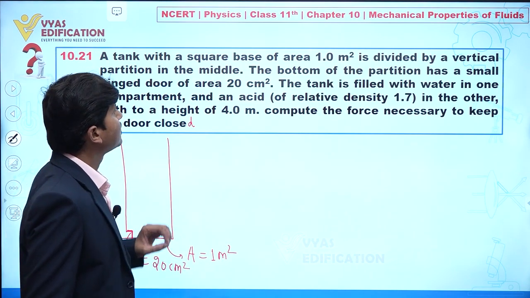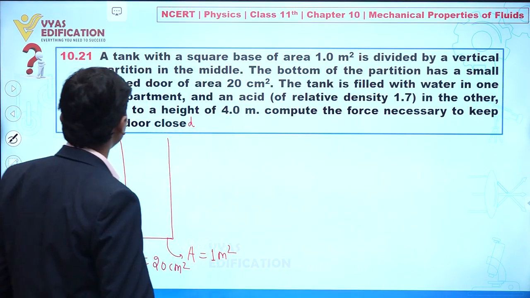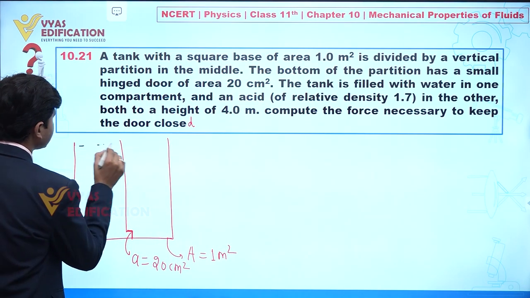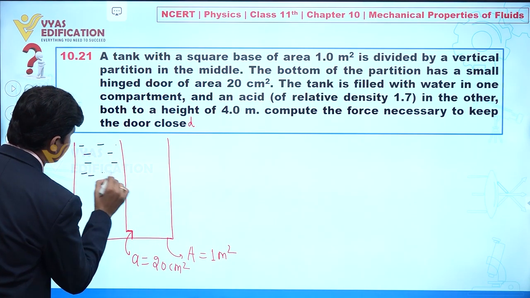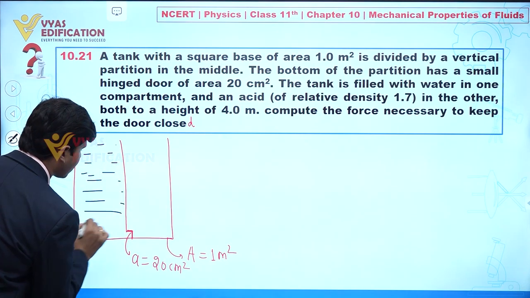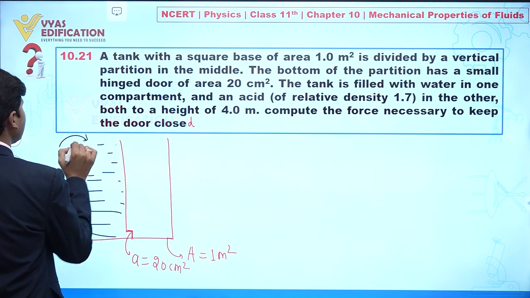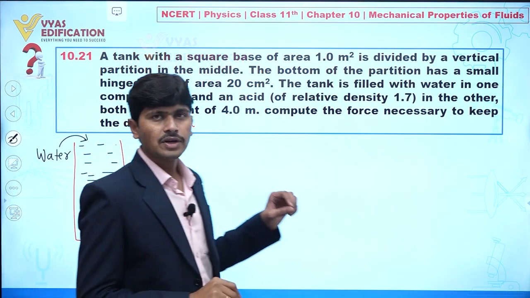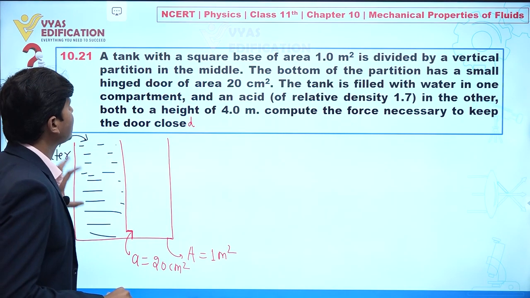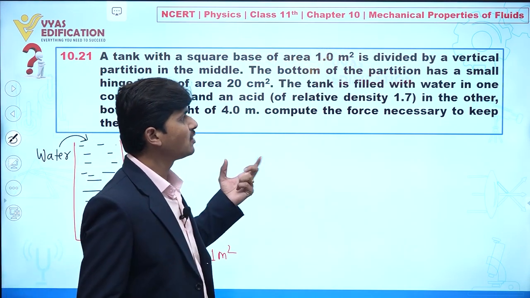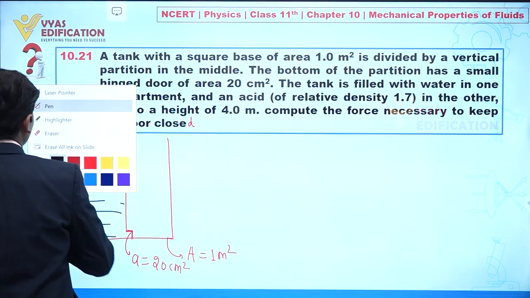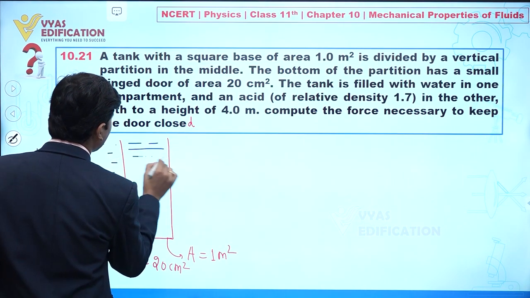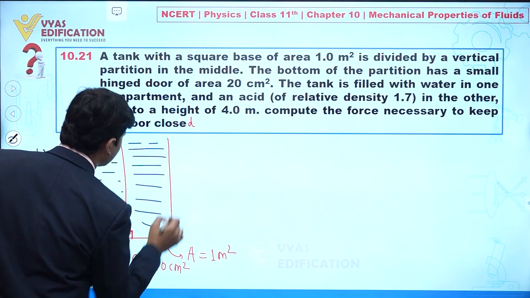The tank is filled with water in one compartment. So let's suppose first I am filling water in this compartment. Here we have water. And it is also given that the tank is filled with water in one compartment and an acid in the other. So let's suppose on this side we have acid.